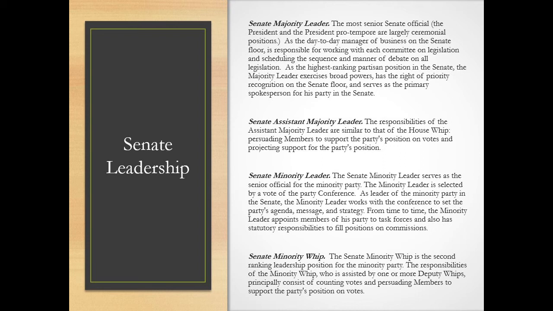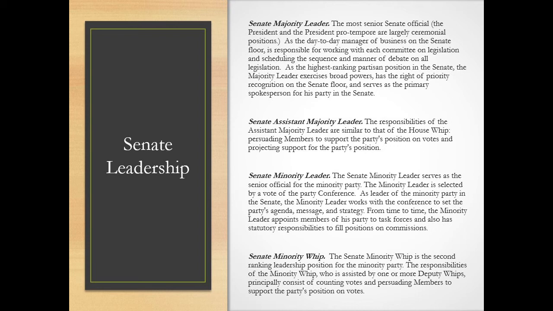And then the House Minority Whip. The responsibilities of the Minority Whip are counting the votes and persuading members of the minority party to support the party's position on votes. The Senate Majority Leader, then, the most senior Senate official, next to the President and the President Pro Tem, which we know are largely ceremonial, as the day-to-day business manager on the Senate floor, is responsible for working with each committee on legislation and scheduling the sequence and manner of debate on all legislation.